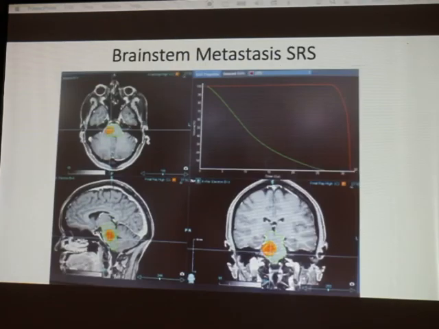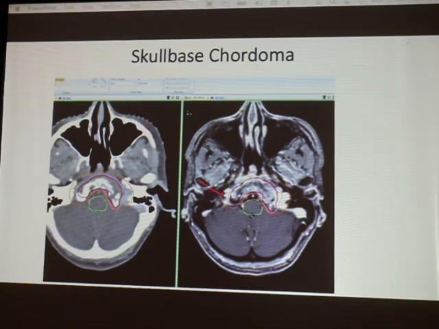This is another example, one of the interesting cases in which the metastasis is located in the brainstem. This is a single site of metastasis, so we treated it with radiosurgery with a good response. Another indication is skull base carcinoma, which is commonly treated with radiosurgery.